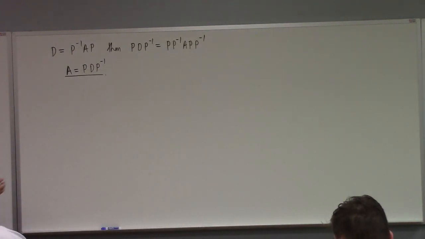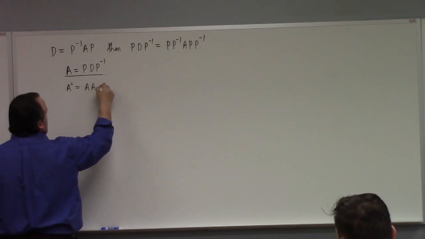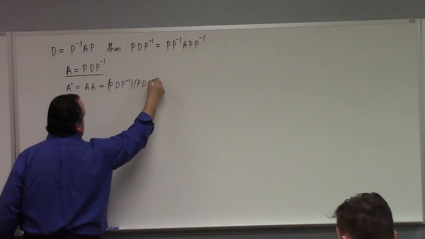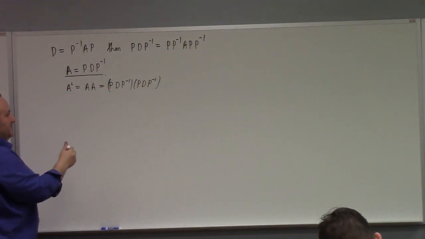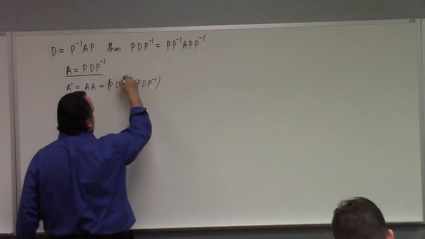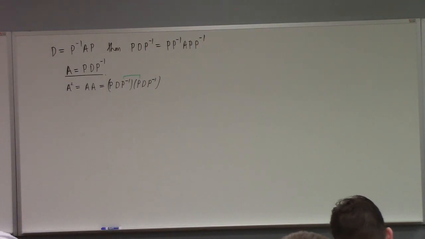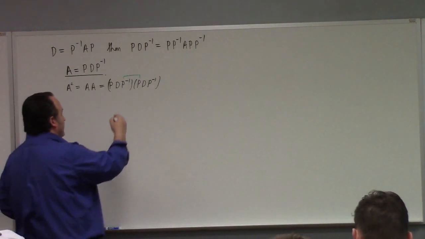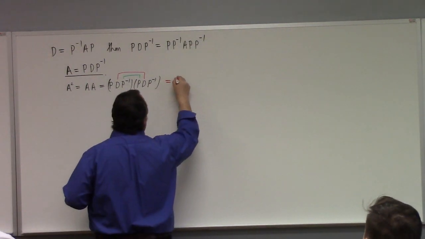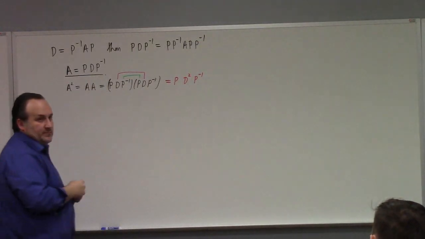What's the formula for A squared? Well, it's A times A, which is also P D P inverse times P D P inverse. Notice that the middle copy of P inverse and P cancel, which gives you the identity matrix. And then you just have D times D, a D squared. So I'm just left with P D squared P inverse.